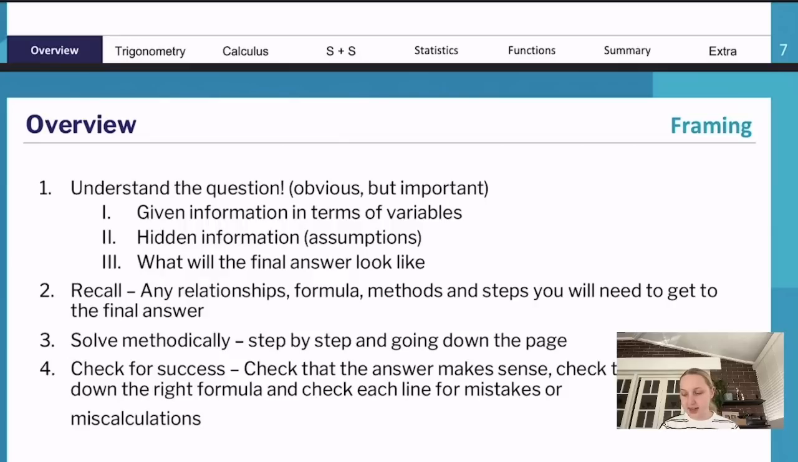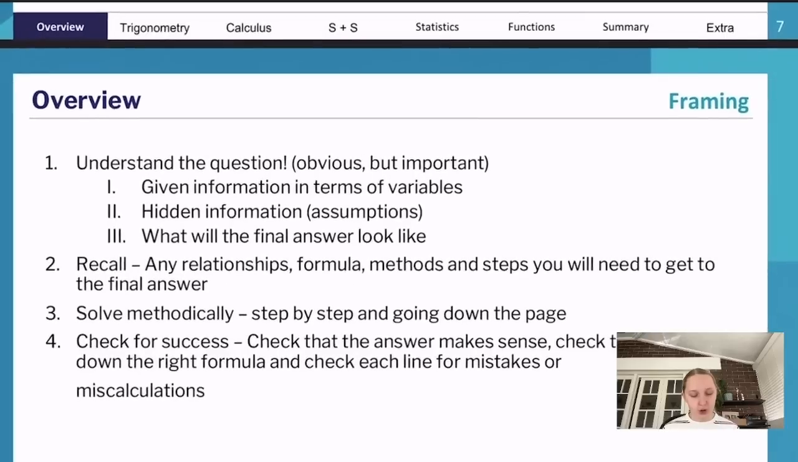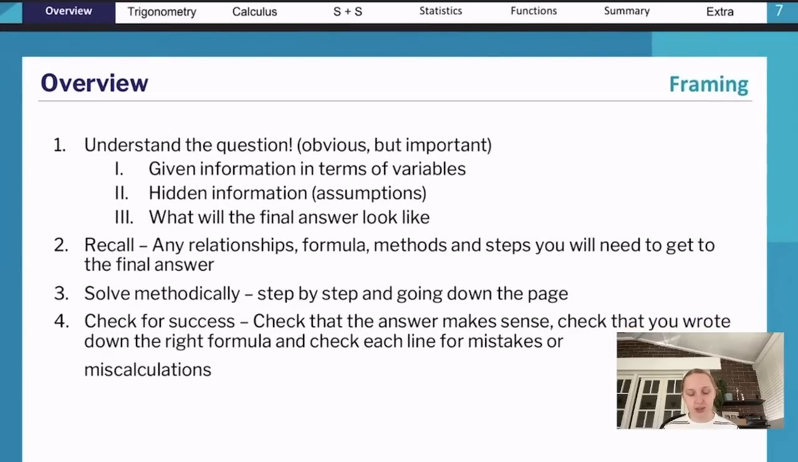Looking at questions in HSC maths, it's super obvious, but the first thing you want to do is understand the question. This seems really obvious, but this is where a lot of people go wrong and lose their marks: not understanding what the question is actually trying to ask you. So the first thing you want to look at is what variables exist within your question.